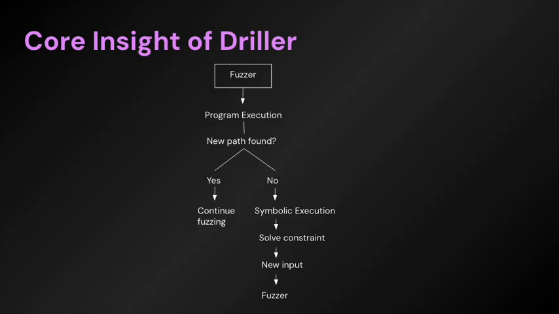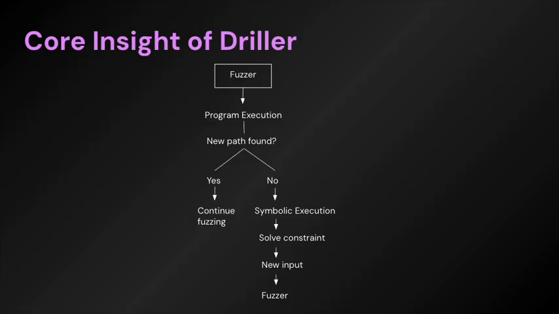Here's the basic process. 1. Start fuzzing the program. 2. Fuzzing explores many paths quickly. 3. When the fuzzer gets stuck, Driller invokes symbolic execution. 4. Symbolic execution solves the constraint blocking progress. And then the 5th step, the new input is sent back to the fuzzer. This process repeats, allowing the system to gradually explore deeper parts of the program.